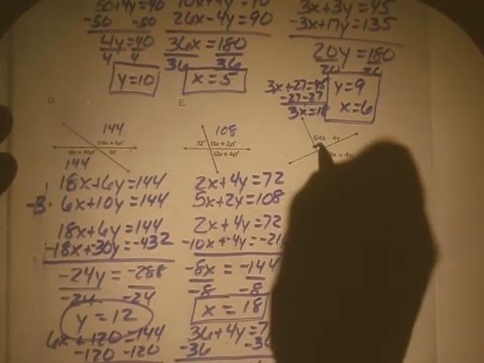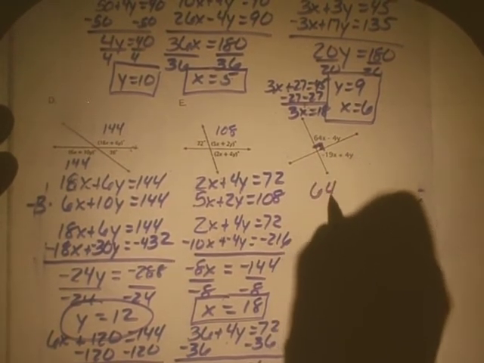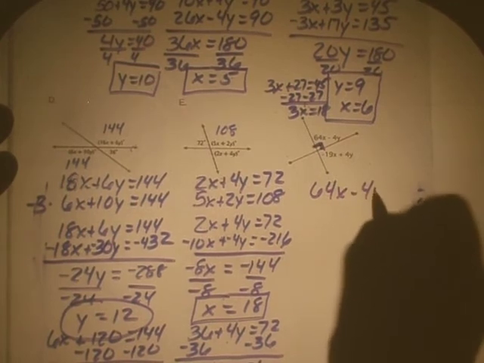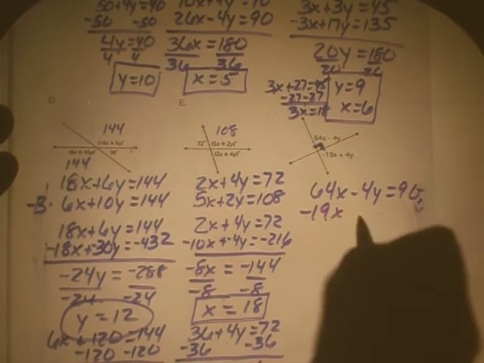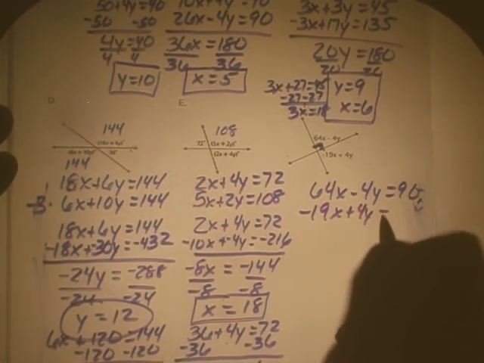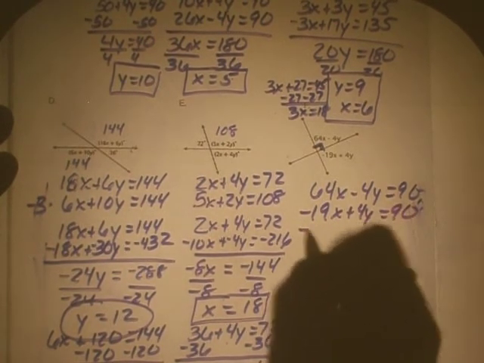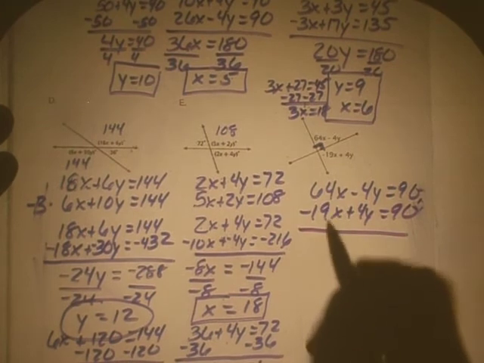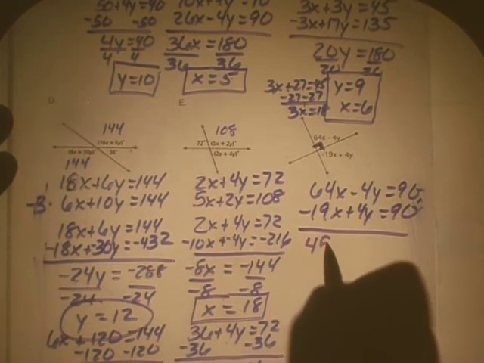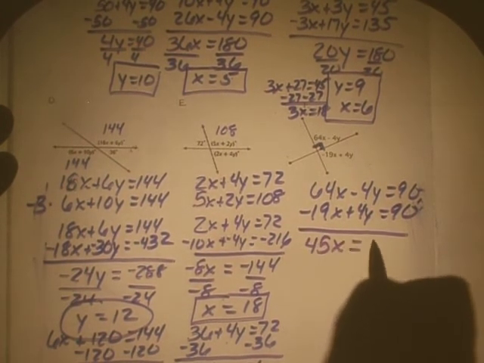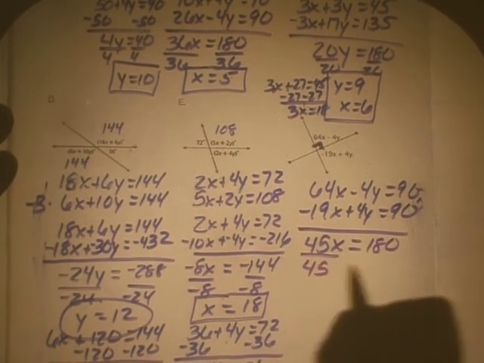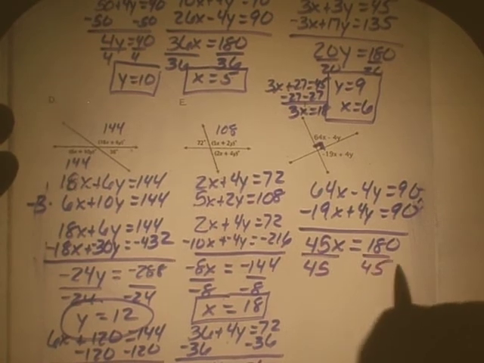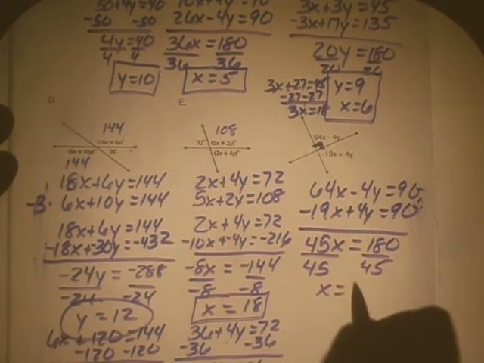And the last example, we are back to perpendicular. 64x minus 4y equals 90. And negative 19x plus 4y equals 90. 64 minus 19 is 45x equals 180. And when you divide both sides by 45, x equals 4.